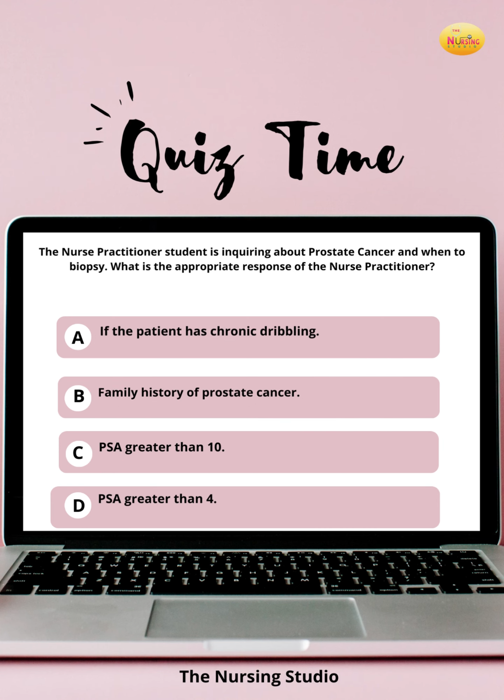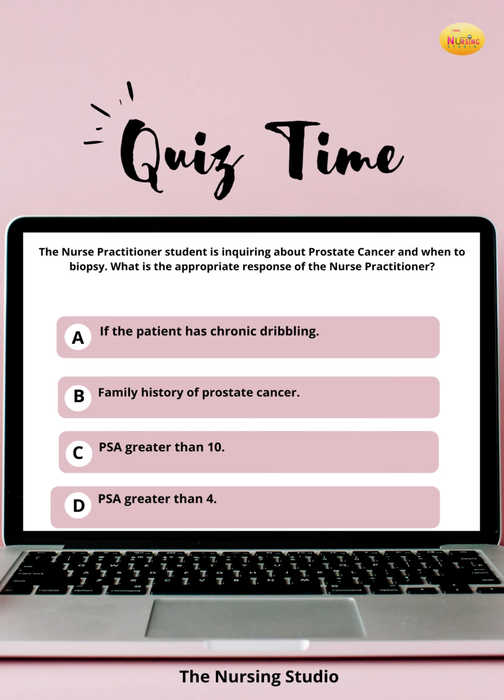All right, and the last question: the nurse practitioner student is inquiring about prostate cancer and when to biopsy. What is the appropriate response of the nurse practitioner? Is it A, that the patient has chronic dribbling, B, a family history of prostate cancer, C, a PSA greater than 10, or D, a PSA greater than 4? Tell me what you think in the comments.